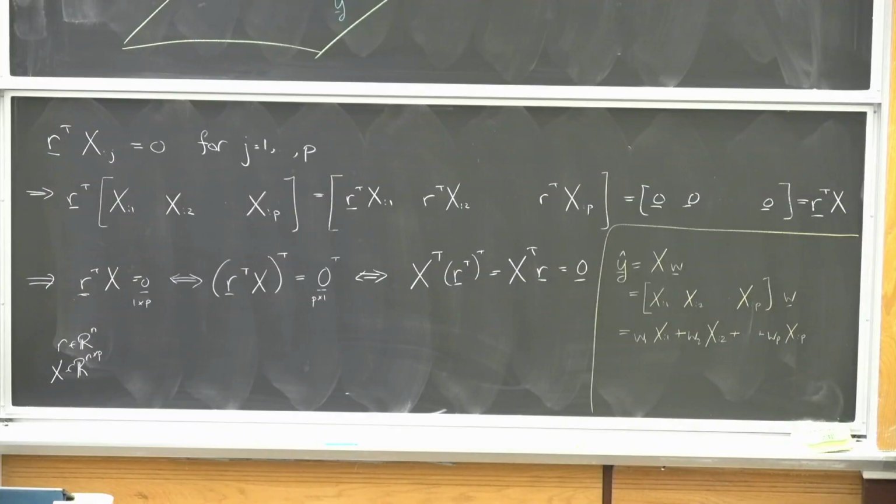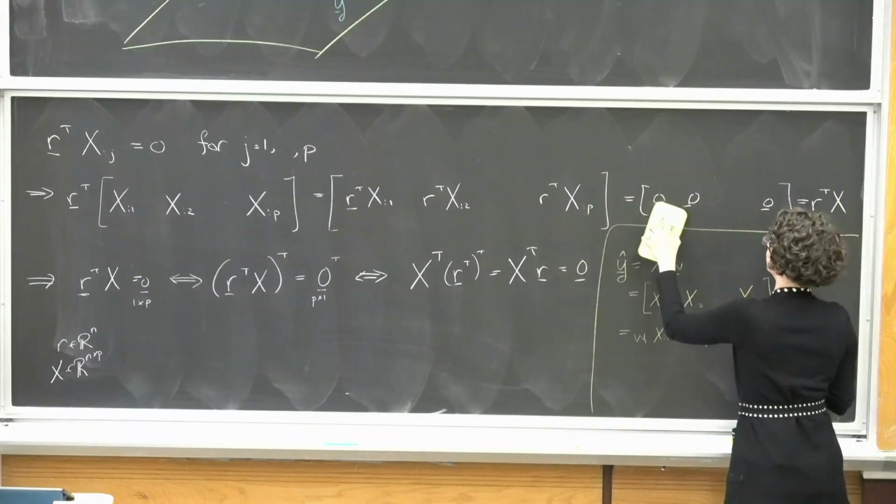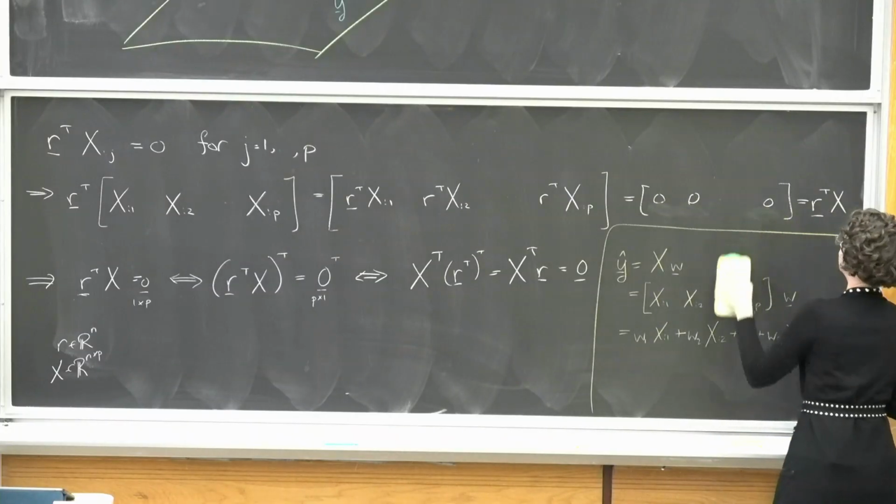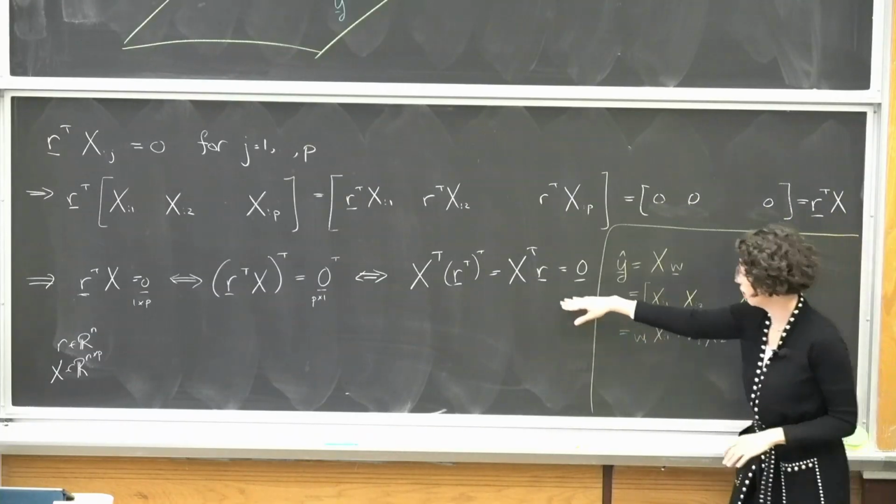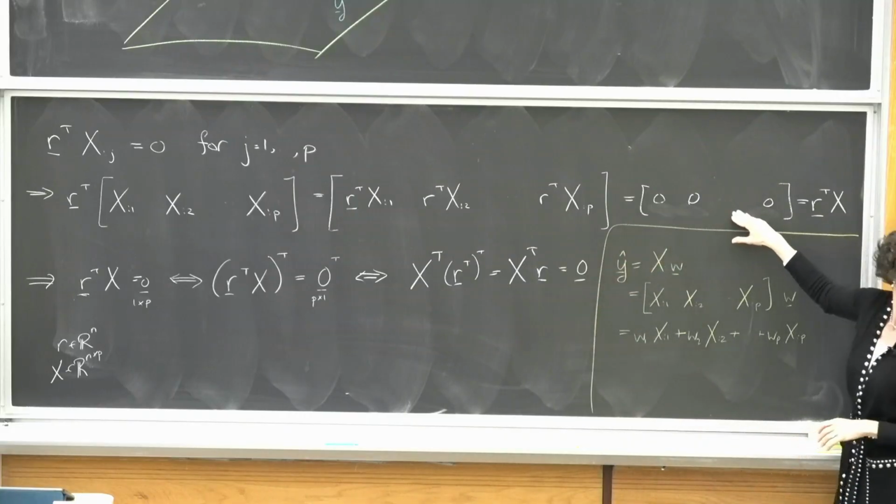Yes? Wait, on that second line, shouldn't those not be 0 vectors? Because it's already a vector. Here? Oh, I'm sorry, you're right. I apologize. Thank you very much. These are scalars. In this line, we have vectors. This line, scalars. Thank you very much.